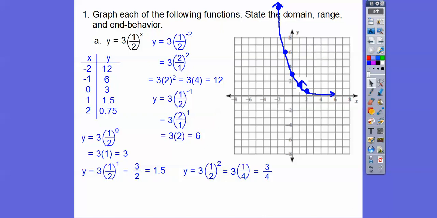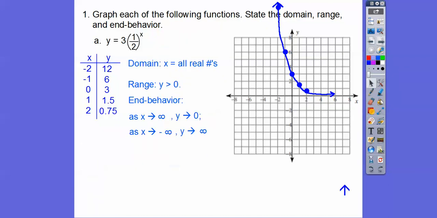End behavior: when we go to the right, that would be as x goes to infinity. This graph is going down, down, down to 0. So as we go to the right, the graph goes to 0. And as we go to the left, x goes to negative infinity, this graph shoots up to positive infinity. So that's everything I've said right there.